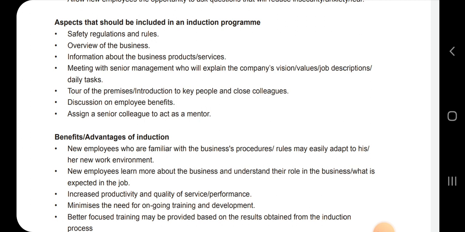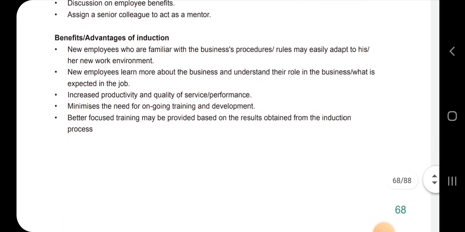Meet with senior management who will explain the company's vision, values, job description and daily tasks. Tour of the premises, introduction to key people and close colleagues, discussion on employee benefits, and assign a senior colleague to act as a mentor.